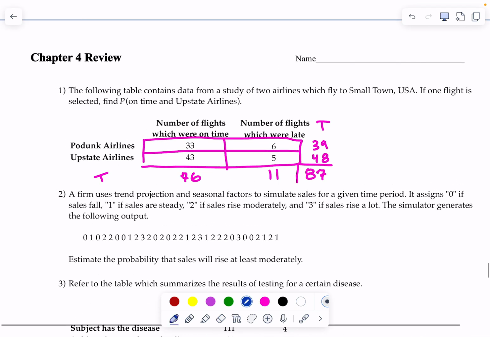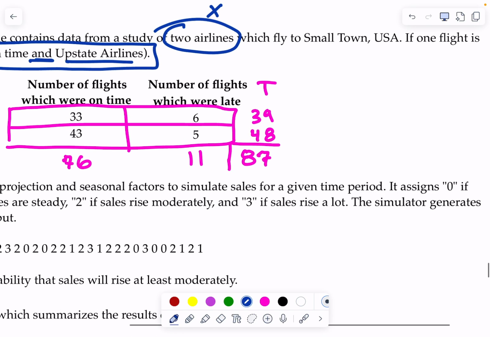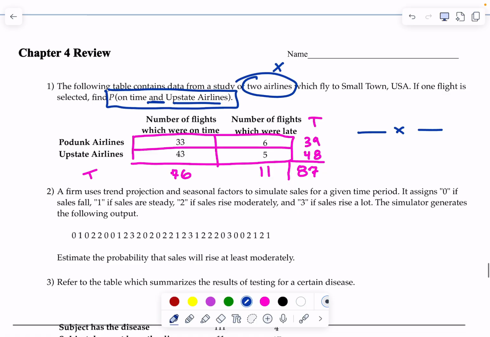All right, here we go. They want us to find the probability. I'm just going to go down to this last little piece. Find the probability of on time and Upstate Airlines. We're selecting 2 airlines, okay? And means we're multiplying. 2 or more events means we're multiplying. So this one times this one, all right?